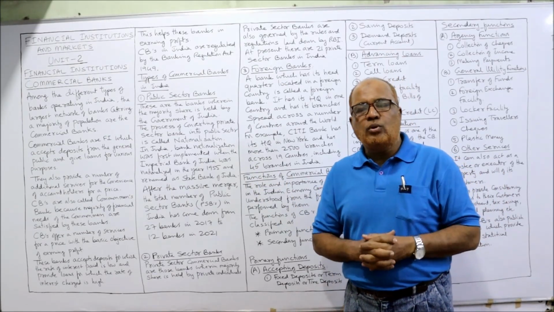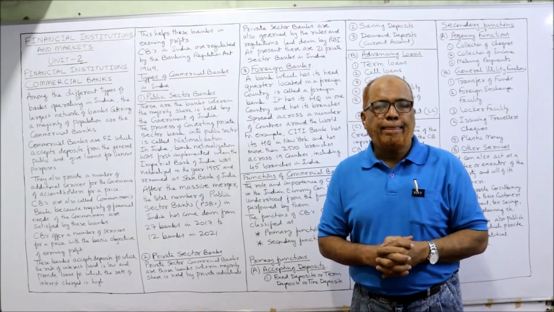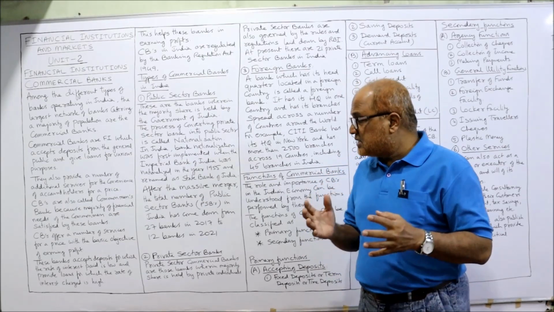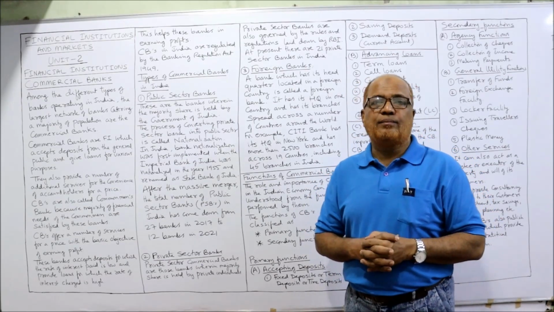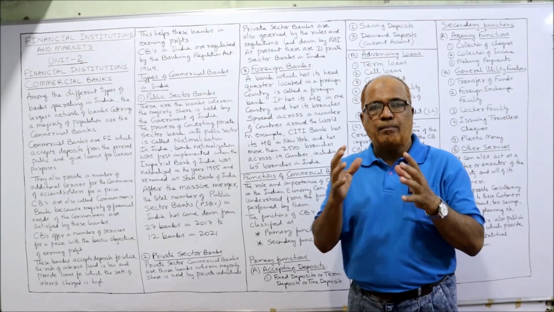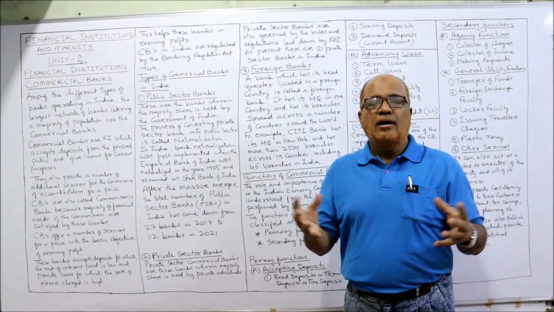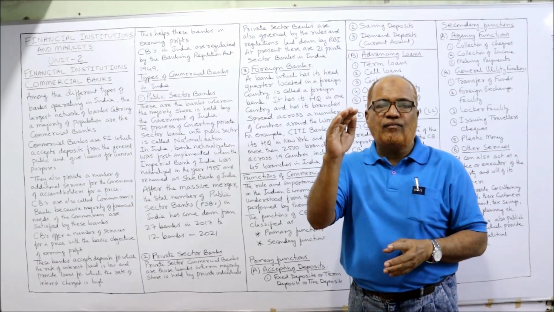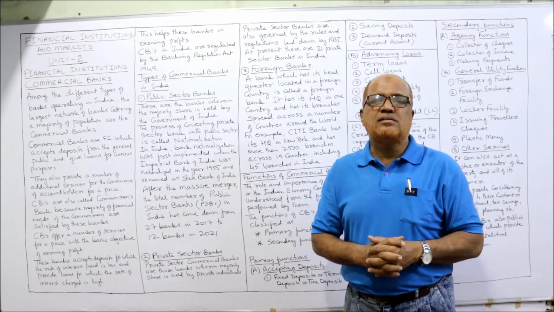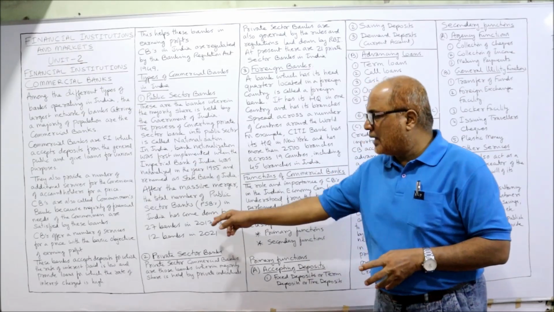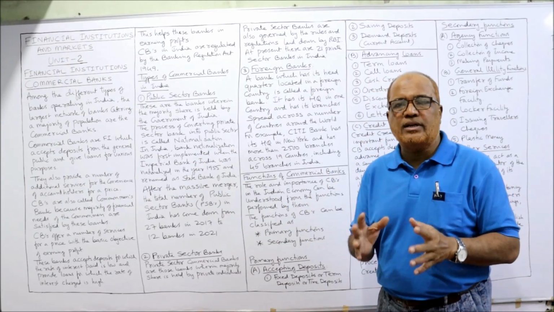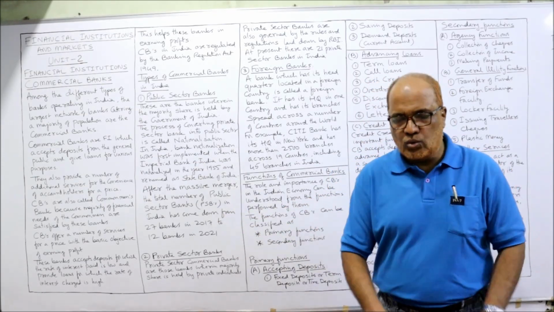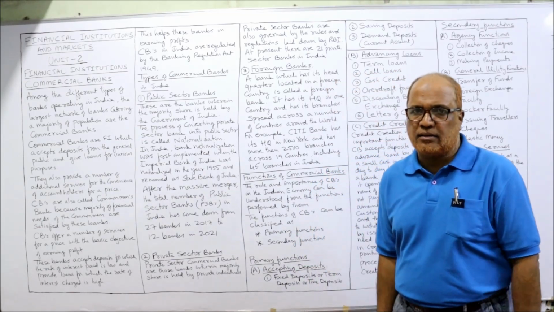So actually up to 2017, nearly 27 banks were there which were nationalized, which were in the public sector. But due to massive mergers, the number of public sector banks has come down to 12 right now. In 2021, it is 12 public sector banks.